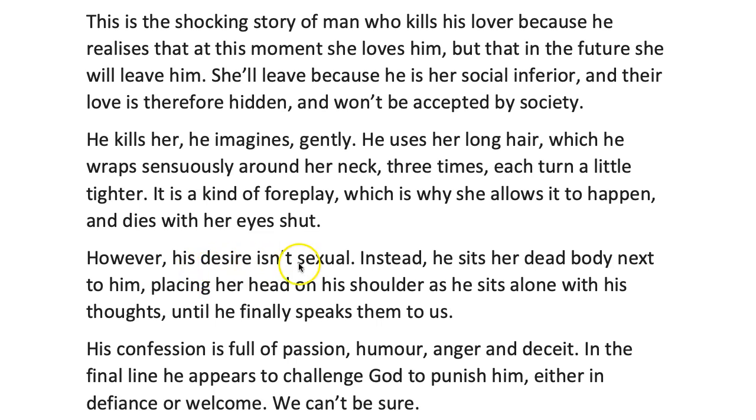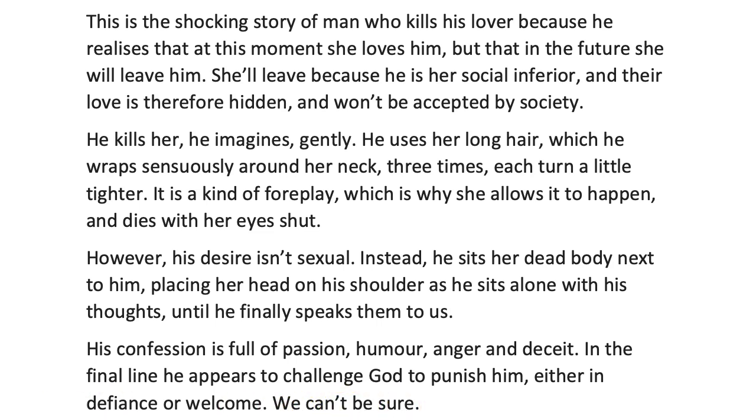However, his desire isn't really sexual. Instead, he sits her dead body next to him, placing her head on his shoulder as he sits alone with his thoughts until he finally speaks them to us, directly to us, as a kind of confession. His confession is full of passion, humour, anger and deceit. He deceives himself a lot in it. In the final line, he appears to challenge God to punish him, either in defiance or welcome. So either he welcomes that punishment or he doesn't believe God's going to punish him at all. And we can't be sure.